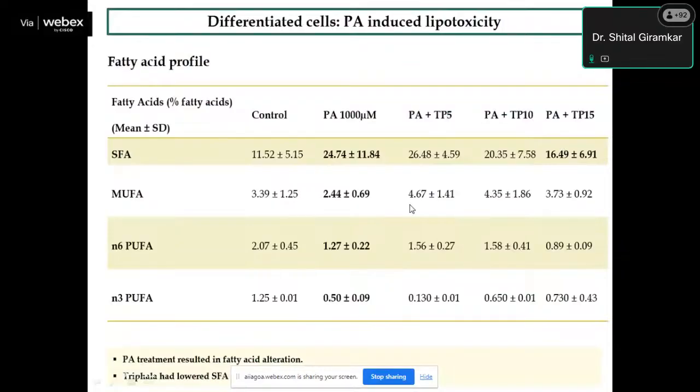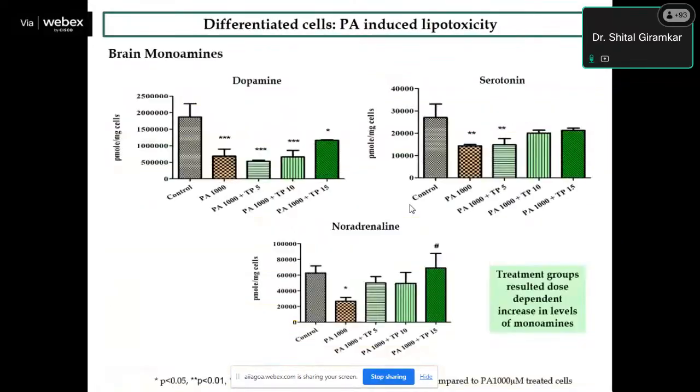And coming to the monoamines, that is the neurotransmitters, in all monoamines, palmitic acid treatment resulted in a decrease in the levels of dopamine, serotonin, and noradrenaline, but after AAA treatment it showed a dose dependent increase in the levels of the monoamines.